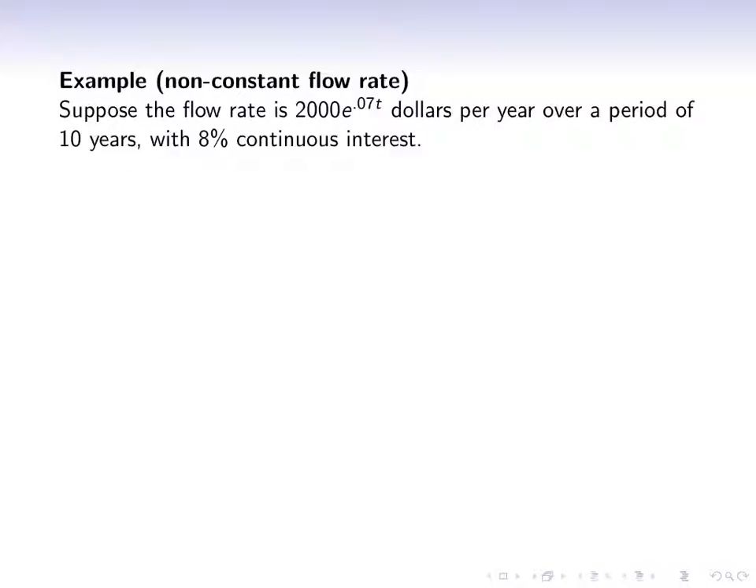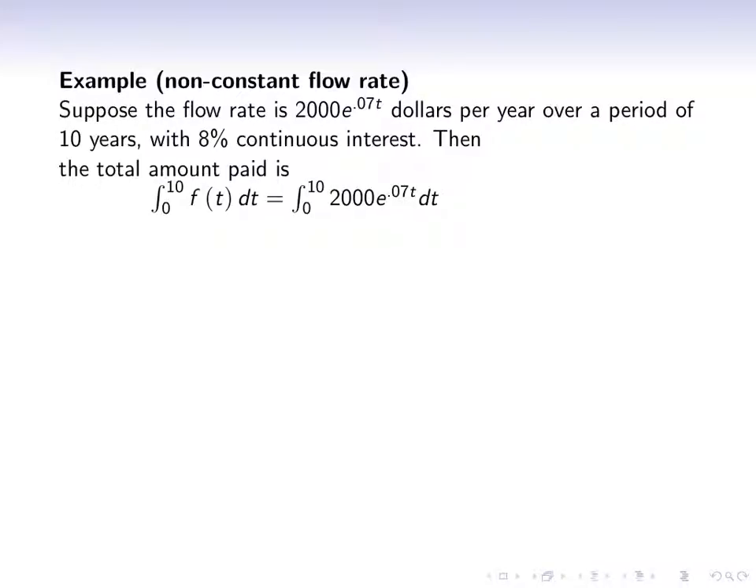again at 8% interest. The total amount paid is the integral of the flow rate, so you get the integral from 0 to 10 of f of t dt, which is then the integral from 0 to 10 of 2,000 e to the 0.07t dt. And you work that out to be 2,000 over 0.07 after you integrate, times e to the 0.07t, and you just plug in 10 and 0. Notice that when you plug in 0, you get 1, and that works out to be almost $29,000.